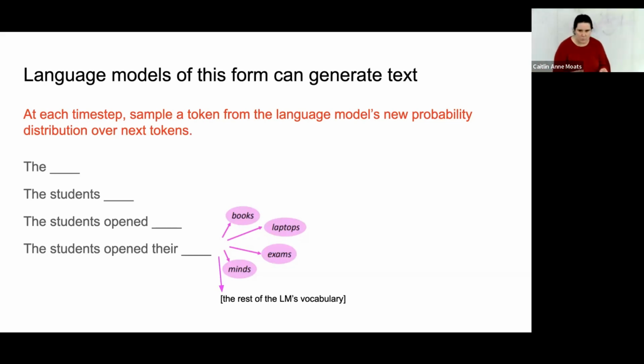Other questions about language models in general? Still need to get to sort of the main course of ChatGPT.